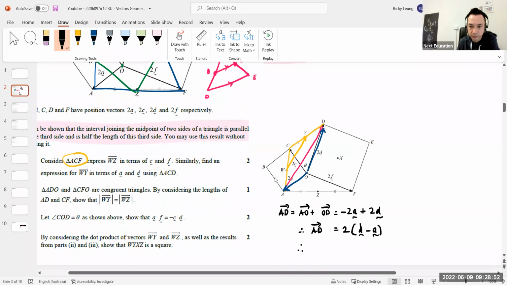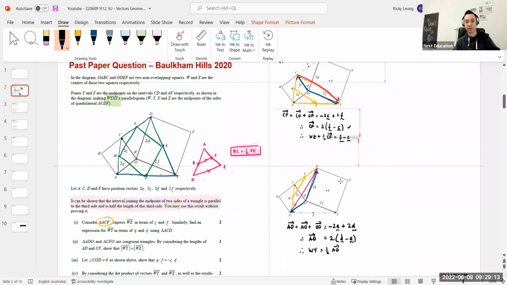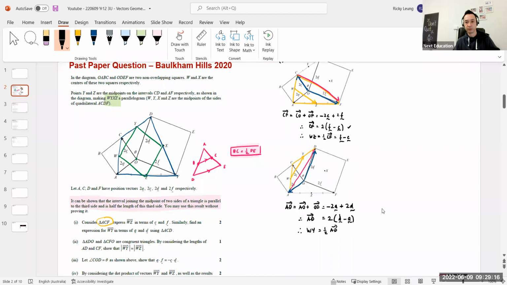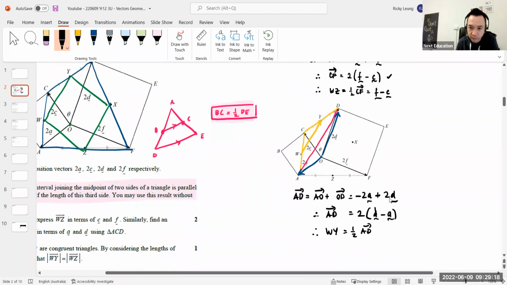Therefore, now WY equals 1/2 AD. Why is it 1/2 again? Because W is the midpoint of the square, and Y is given to be the midpoint of that interval CD. So therefore, oh, got that space. Let's move that up here. Which equals 1/2 of this guy, so D minus A. Perfect. Tick, tick. Sorry, bear with me.